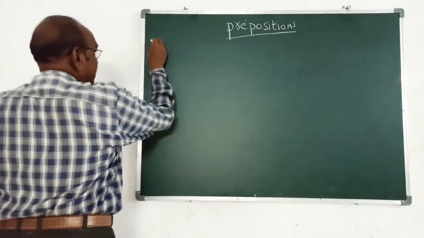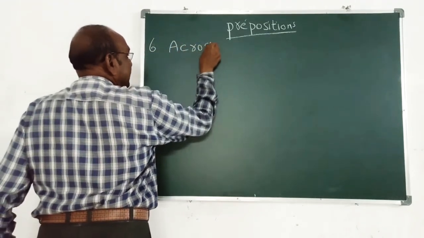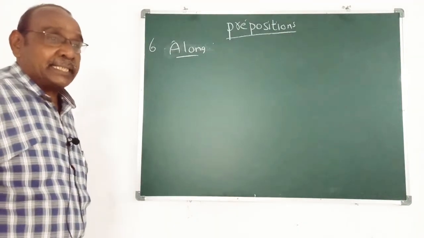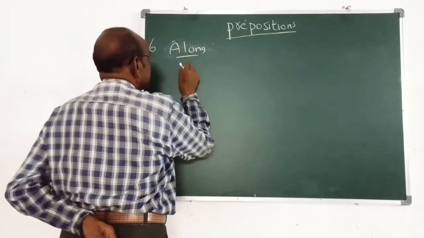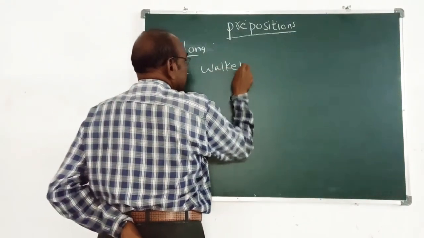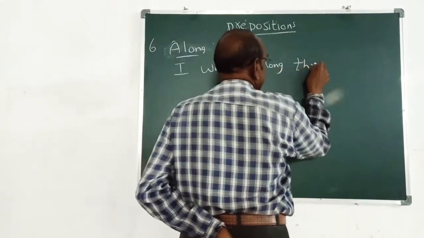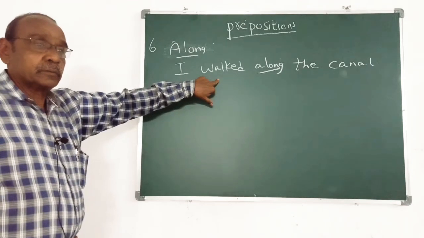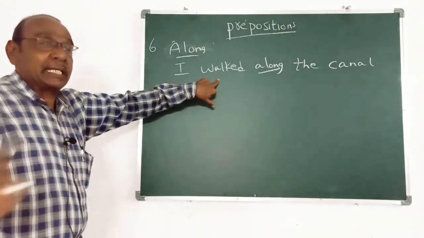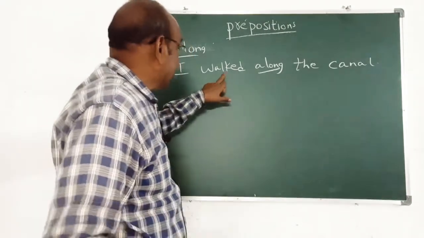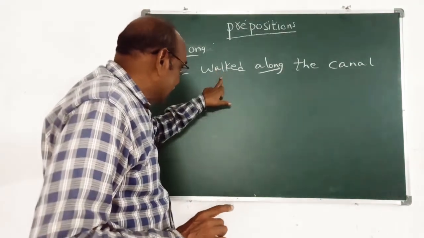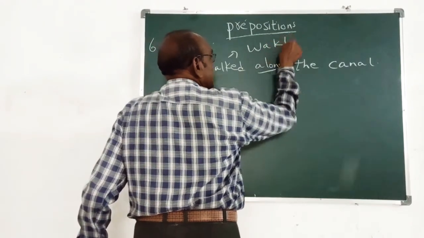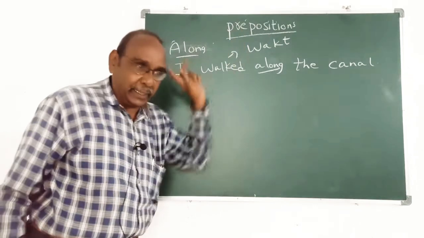Next, please observe carefully. Along. Next preposition is along. I walked along the canal. Please pronounce this word. Not walked. W-A-L-K. L is silent. Walk. So when the third letter, the consonant, is silent, ED gets a T sound. The correct pronunciation is walked. Past tense verb, not walked. Walked is the correct pronunciation.